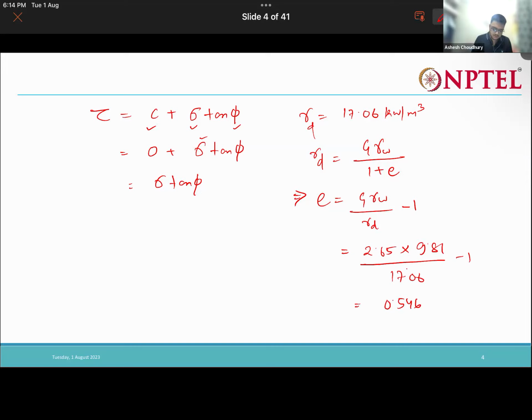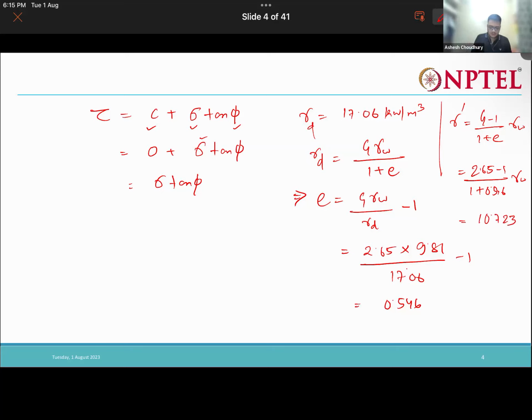Now what we can do, we can find out the submerged unit weight, nothing but G minus 1 upon 1 plus e into gamma W. So G is 2.65 minus 1 plus 0.546, into gamma W. So this will be, I think, 10.0.